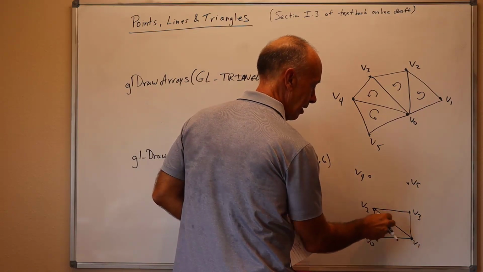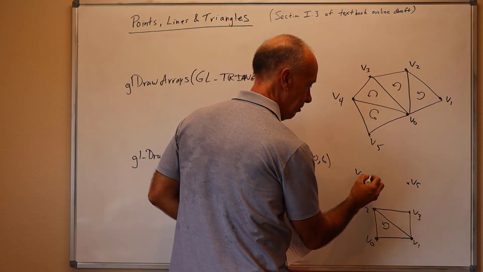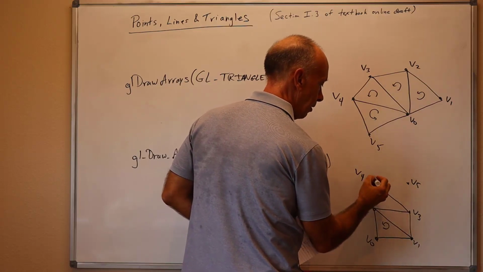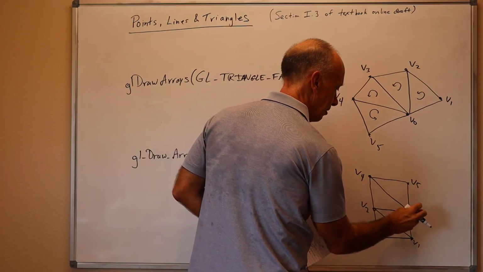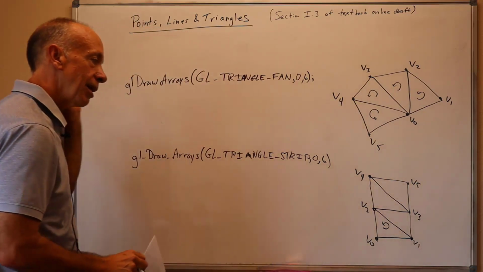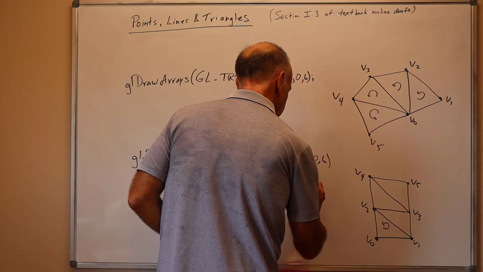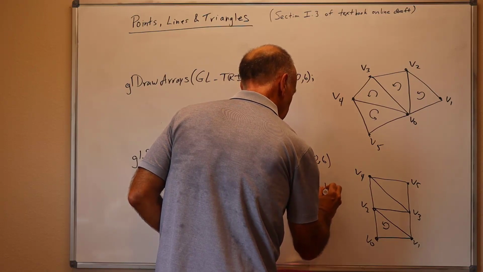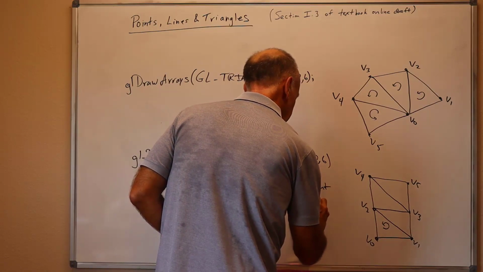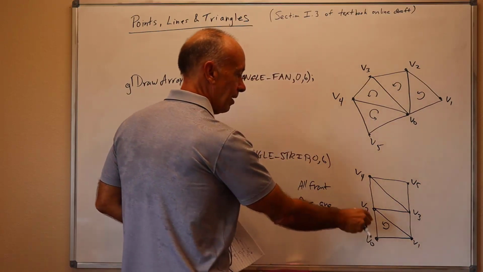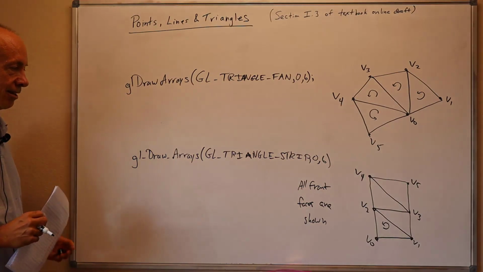The next one has V1, V3, and V2. The next triangle has V2, V3, V4, and the final triangle has V3, V5, V4. And so, again, these are all front faces. All front faces are showing. So in other words, the front face of each triangle attaches to the next.